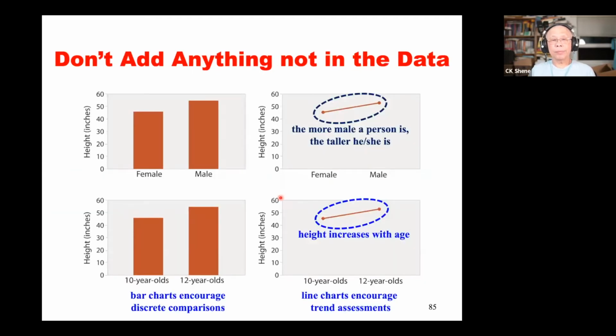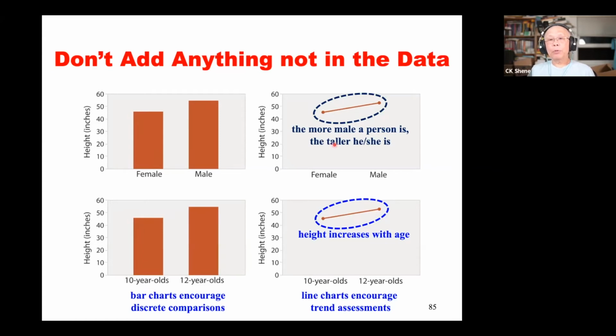Now look at this. The top row actually shows the same data set. It shows the height in inches of female and the height in inches of male, collected from a study. So this is categorical. The male height is here, between 50 to 60. And the female height is a bit shorter. Two groups, male and female. This is a bar chart.